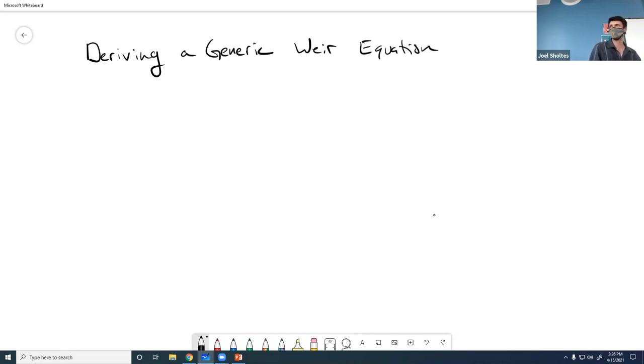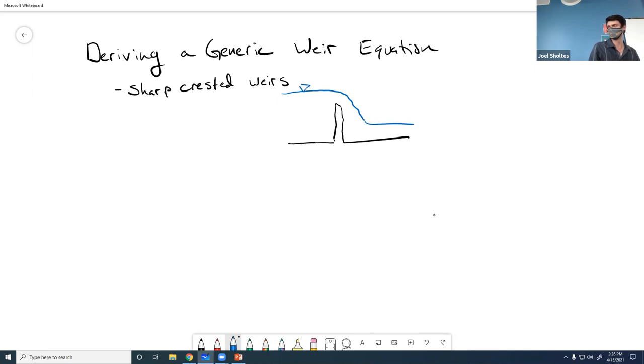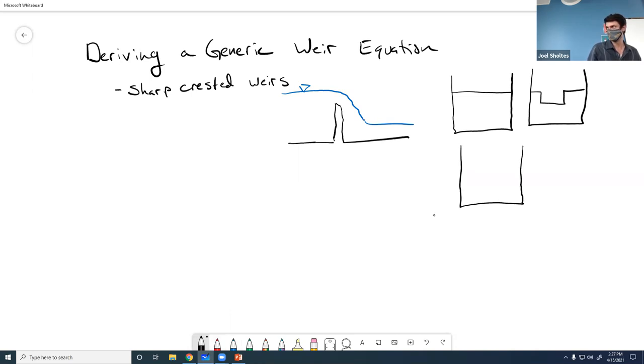And I'll note that we are right now talking about what's called sharp-crested weirs. It's kind of the most basic type of weir. It's any weir that has just a very sharp crest, right? This is not a perfect point, but it's a relatively narrow type of thing. Of course, it's going to have some finite width associated with it. These weirs can take on many shapes. They could just be rectangular. In a simple case, they could be some kind of notched weir. Could be a V-notched weir. They come in all kinds of shapes and sizes.